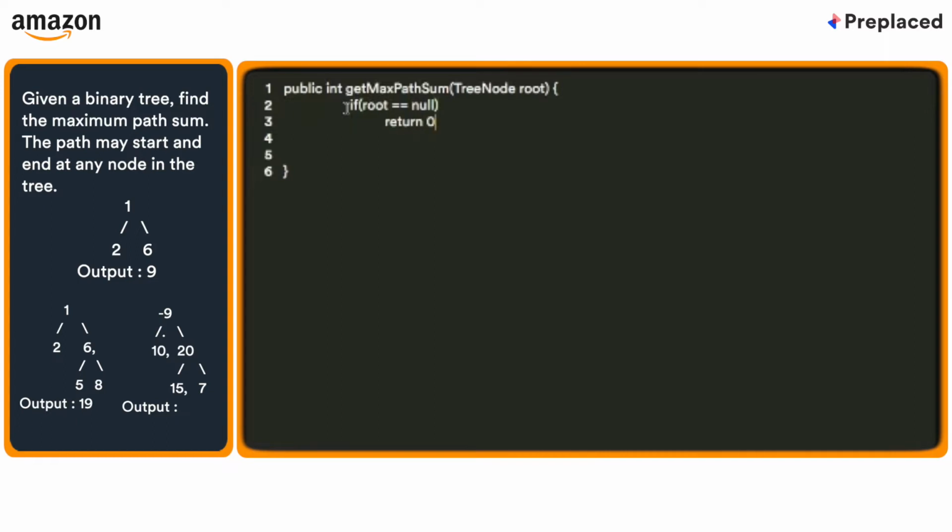There is nothing. So max. Can I assume that if nothing is there, I can return zero? Is that a fair assumption? Yes.